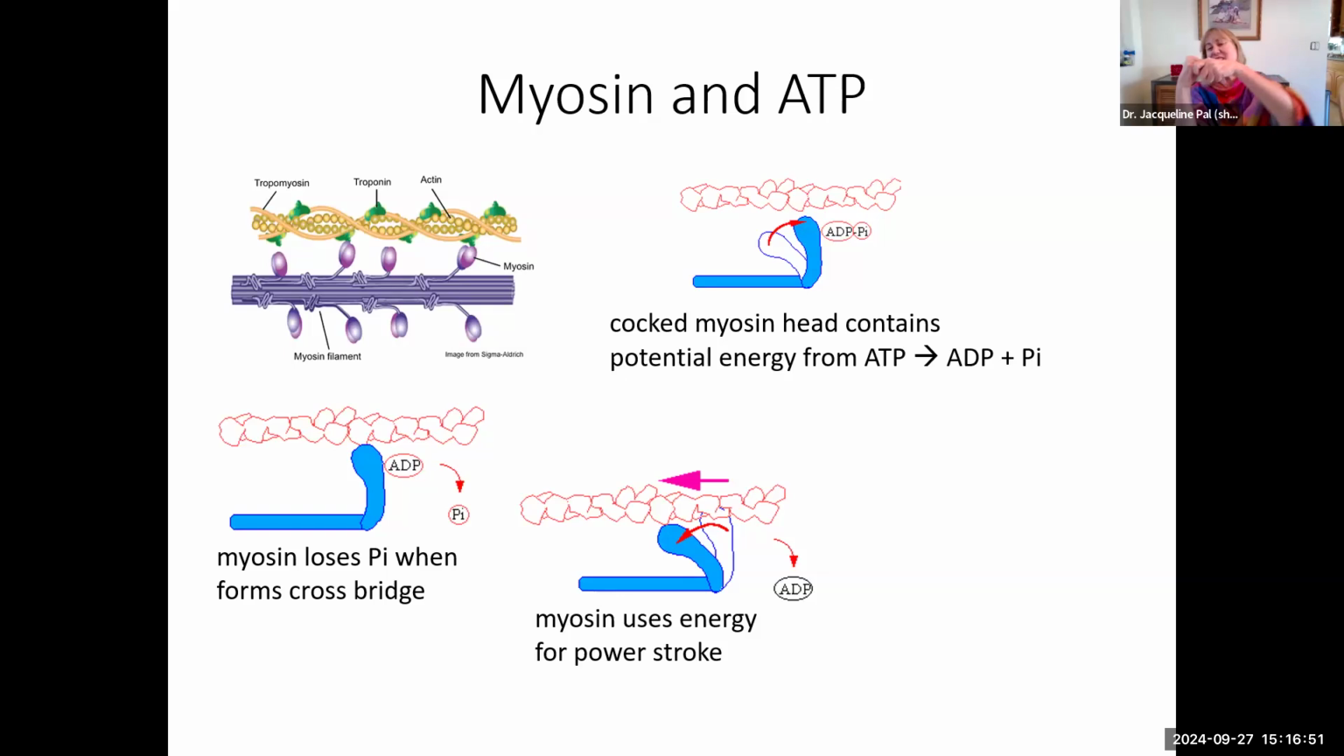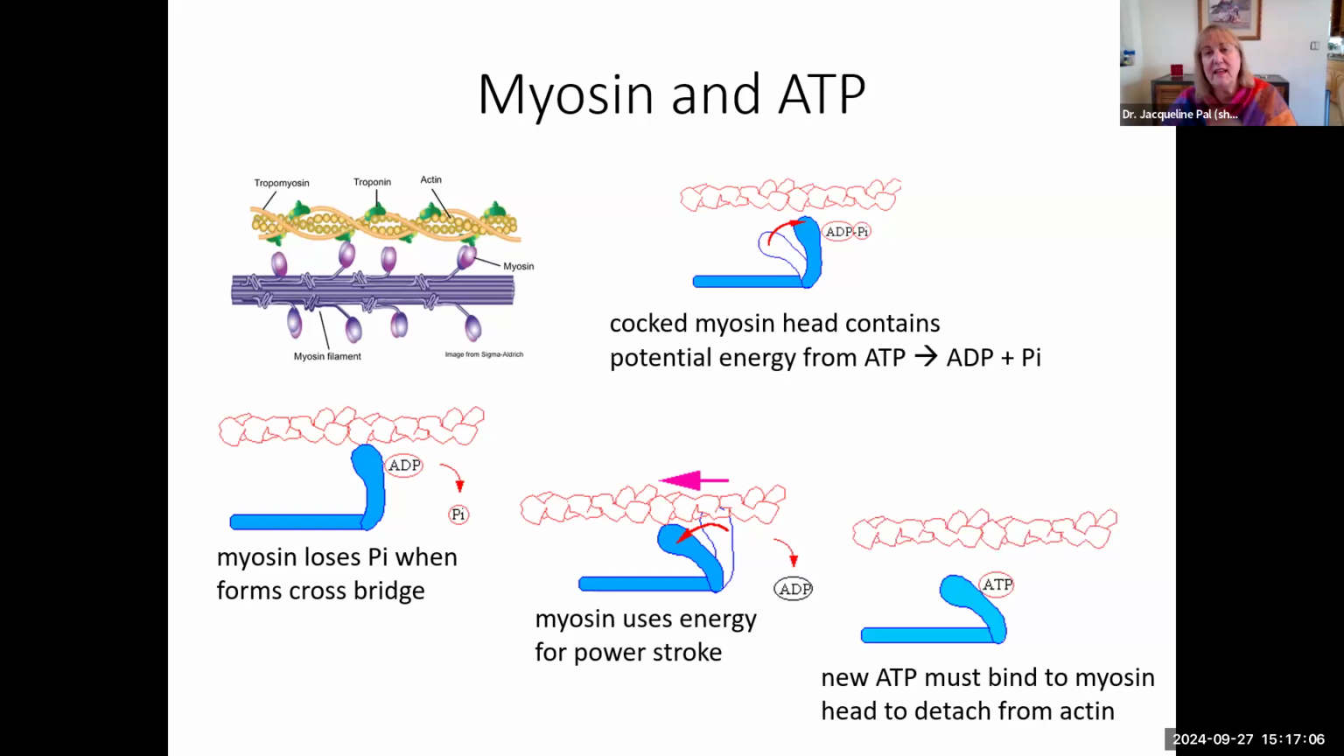Now the myosin is still caught inside the actin. It has used up its energy and it's frozen in that position until a new ATP can bind to it. When the new ATP binds to it and is broken down to ADP and an inorganic phosphate, that causes the conformational change, which allows that head to detach from the actin. Otherwise, without the ATP, the myosin is going to stay attached to the actin.